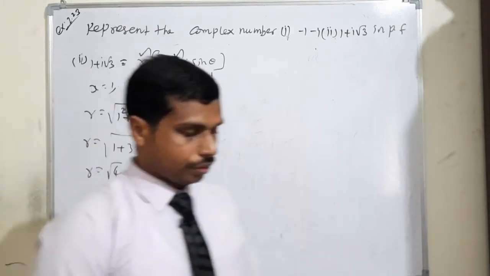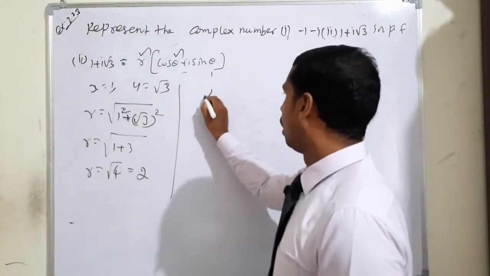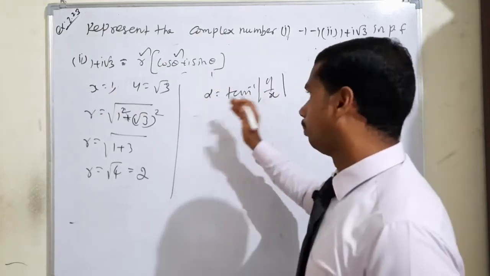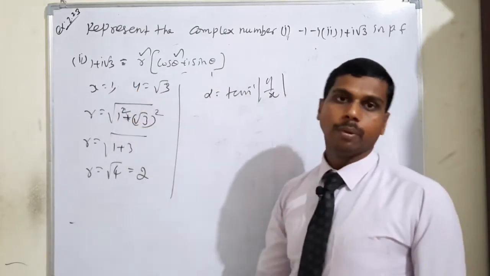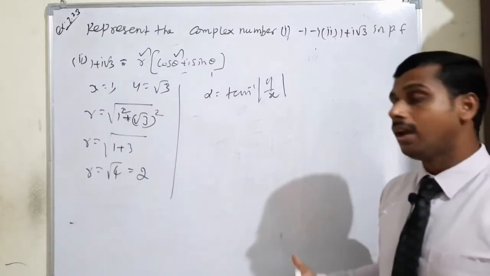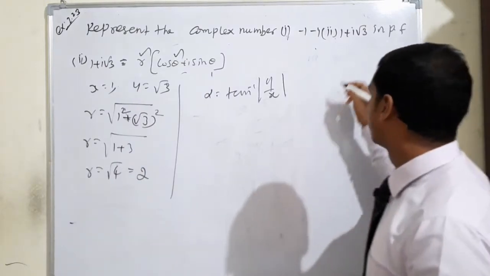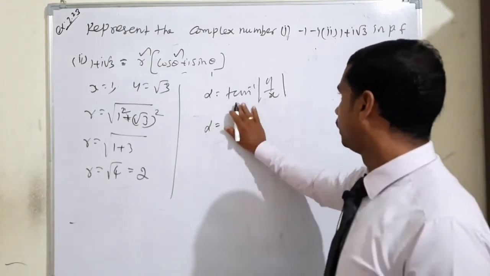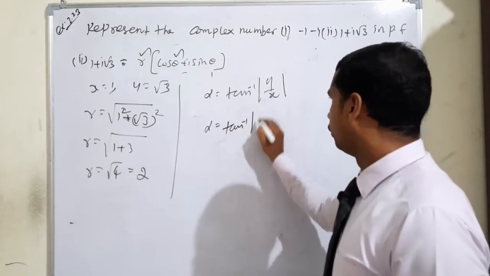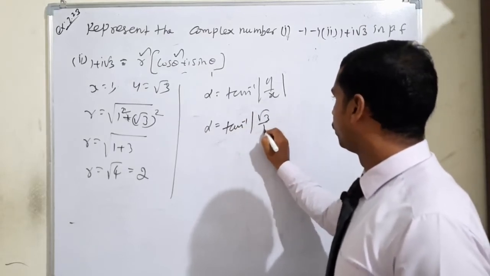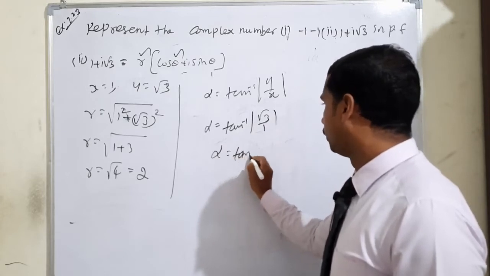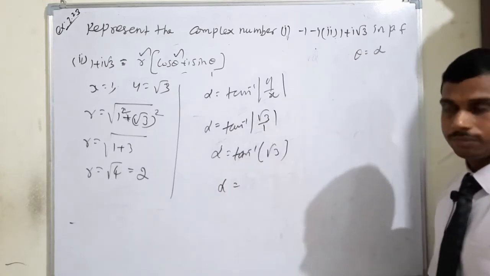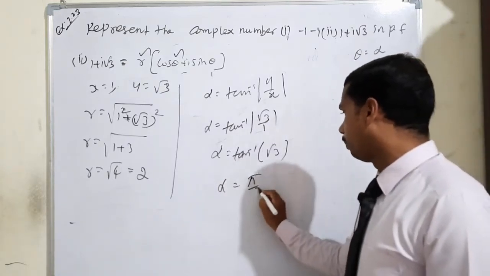Now, we need to find the theta. Alpha is equal to tan inverse modulus of y by x. No need to draw because both terms are positive. If both terms are positive, we can say it lies in the first quadrant. First quadrant means theta is equal to alpha, isn't it? Therefore, first we need to find alpha. Alpha is equal to tan inverse modulus of y by x, which is root 3 by 1. Therefore, alpha is equal to tan inverse root 3. Definitely 60 degrees, which means pi by 3, isn't it?